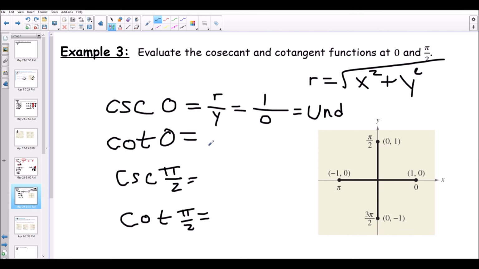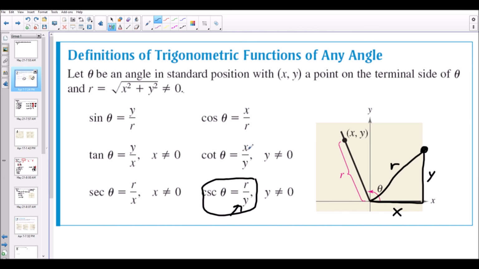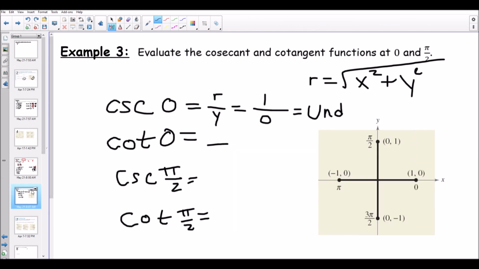Cotangent. Cotangent is a little bit easier because that's just going to be the x value divided by the y value. So going back here, the x value at 0 is 1, and the y value is 0. Let me write in x over y here. We get 1 divided by 0 again. So guess what? It's undefined as well.